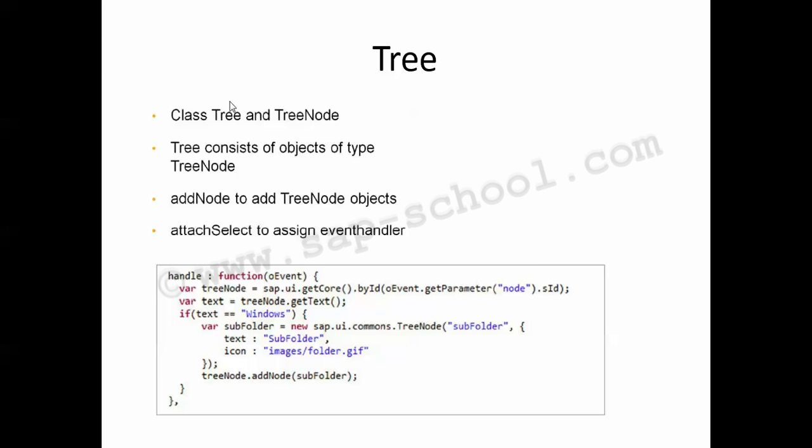So here the classes are tree and tree node. The tree consists of objects of type tree node. Add node is used to add a tree node object. Then we have attach select to assign the event handler. So this is the sample code for implementing the tree control in our application.